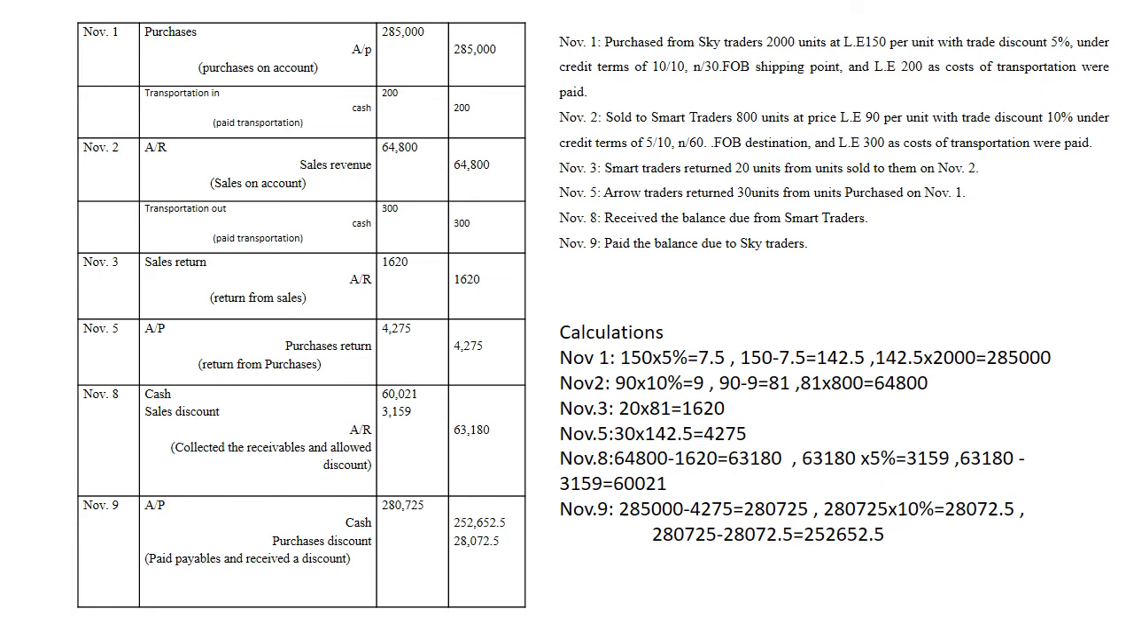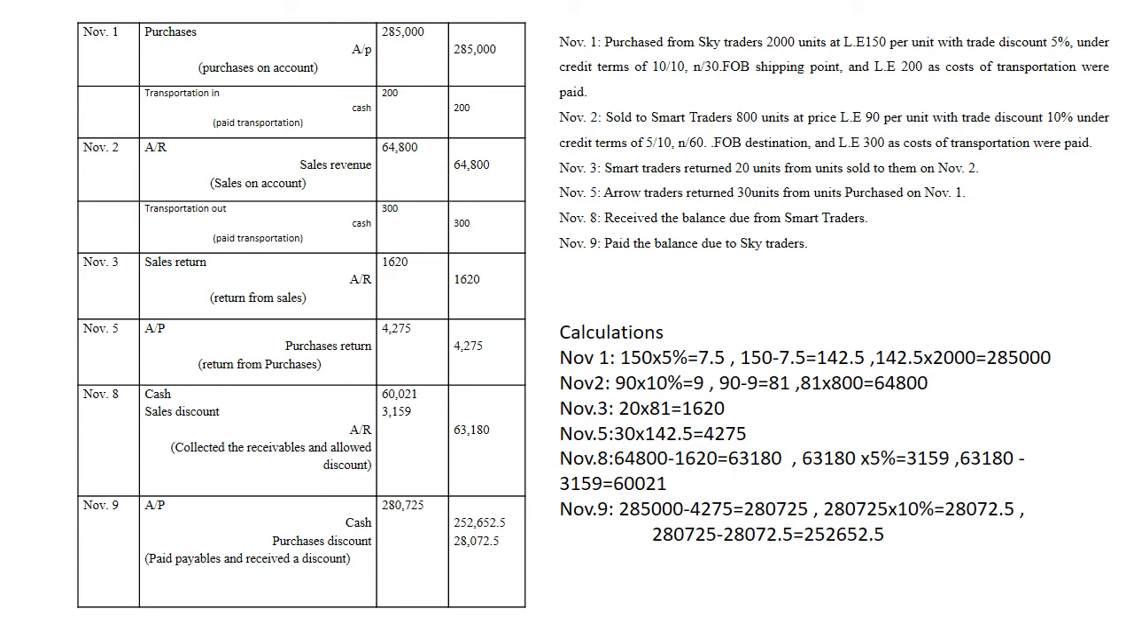Why is sales discount debit? Because it's like an expense. The seller had to give this discount in order to collect his receivable quickly. So it's an expense that he pays in order to collect his cash quickly. So it's debit cash and sales discount, credit accounts receivable.